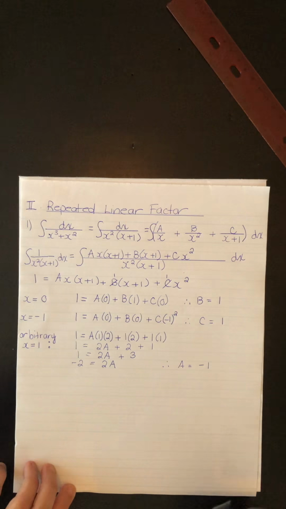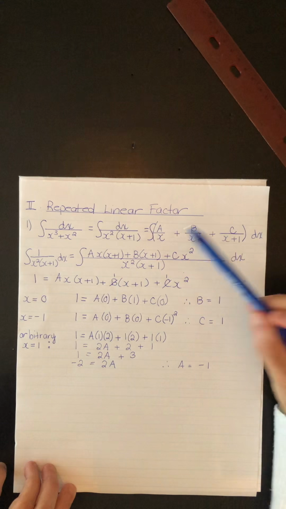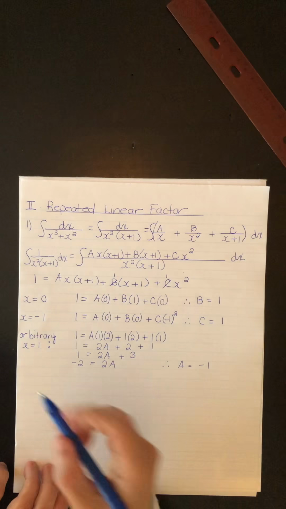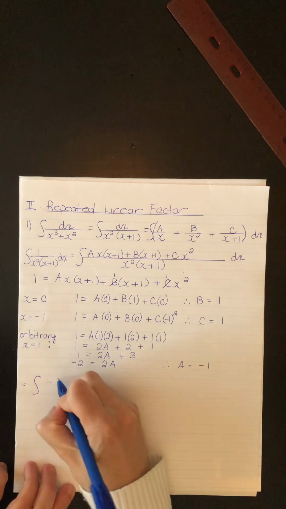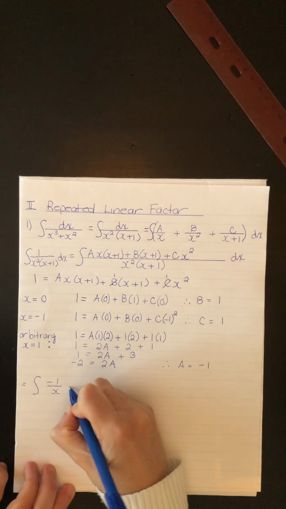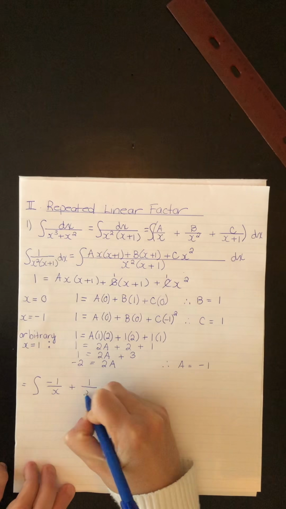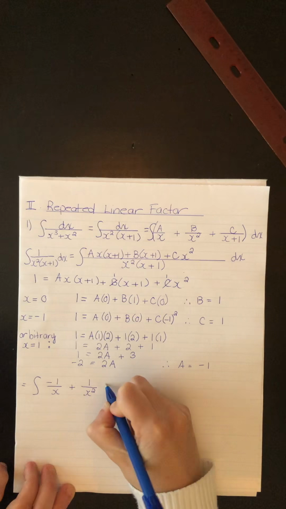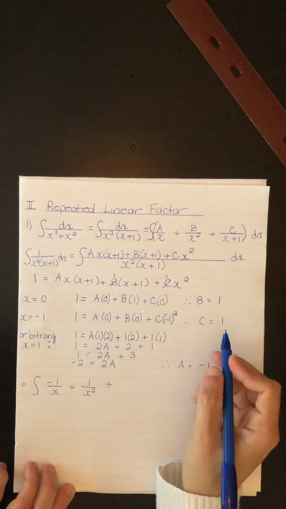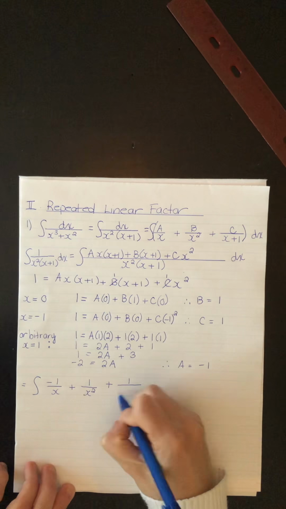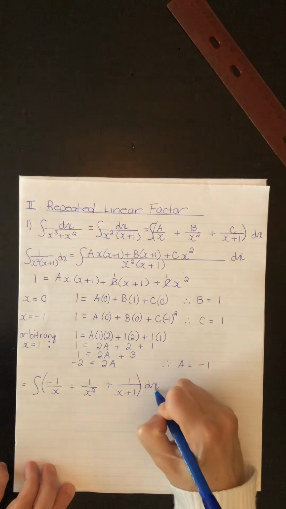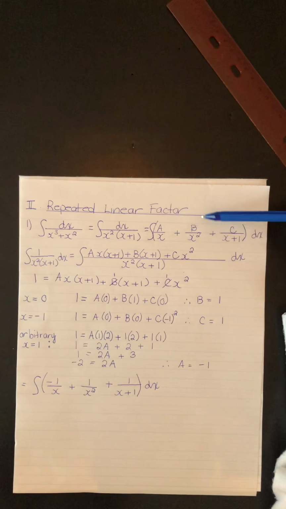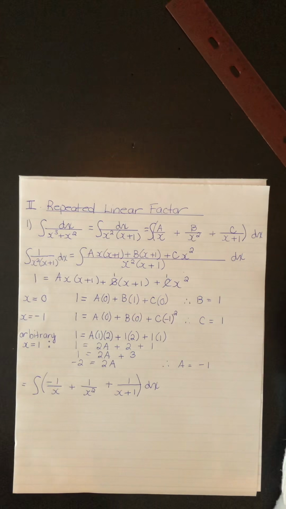These 3 values are now substituted into this equation, and we will integrate each term. So we have -1 over x plus 1 over x squared plus 1 over x plus 1. Okay, so I substituted -1, 1, and 1 respectively.